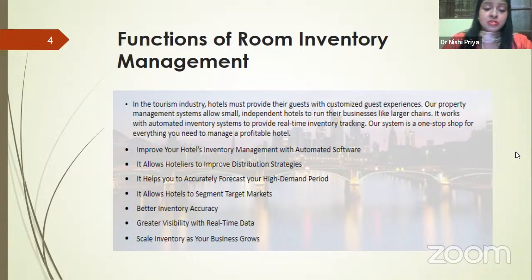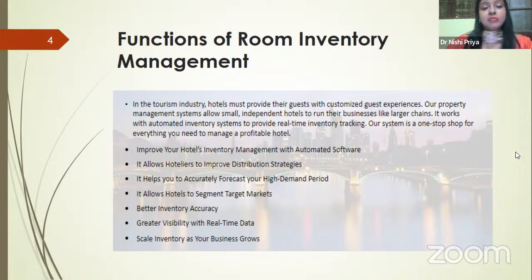There are purposes like religious or spiritual visits and medical visits. So these are the various reasons, and we can segment the market or guests accordingly and sell accordingly. So we can have better productivity out of the rooms available. Better inventory accuracy, of course, yes.